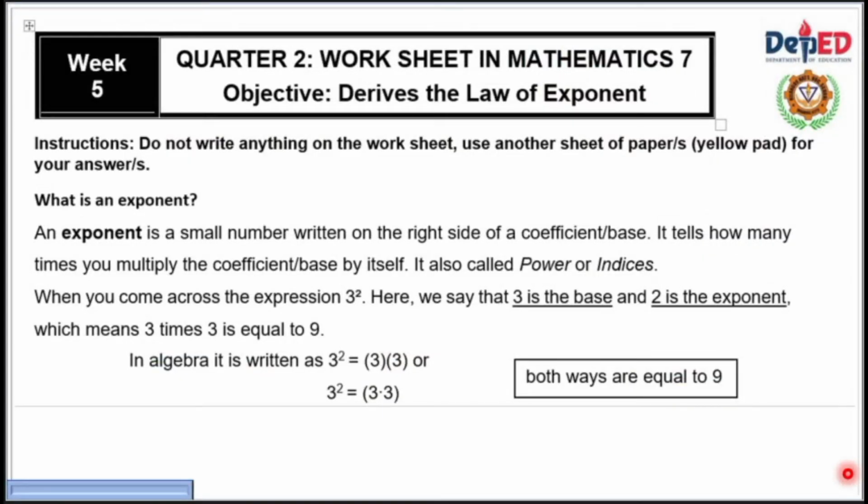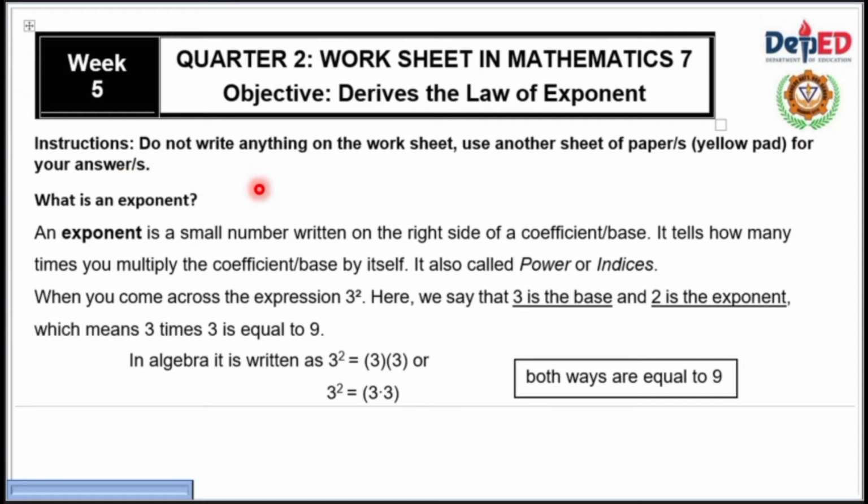Alright, on week 5 of quarter 2, the first topic we're going to discuss is how to derive the law of exponents. Instructions on answering your module: do not write anything on the worksheets. Use another sheet of paper or a yellow pad for your answers.